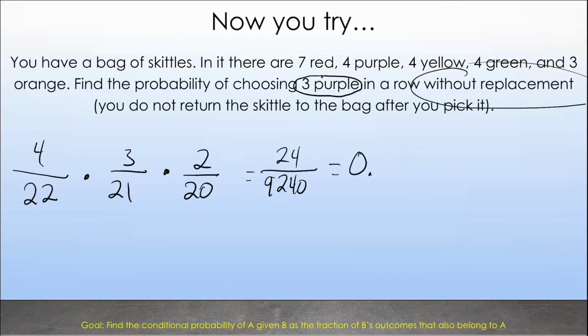This is equal to 0.00259, which we'll be generous and say a 0.3% chance. Not a 3% chance, a 0.3% chance. Super low that you would draw 3 purple in a row.